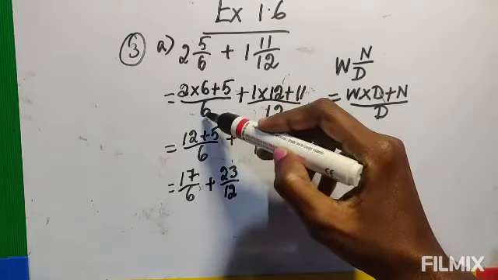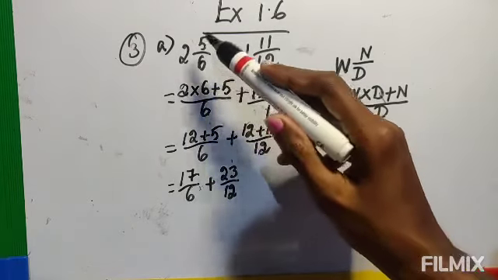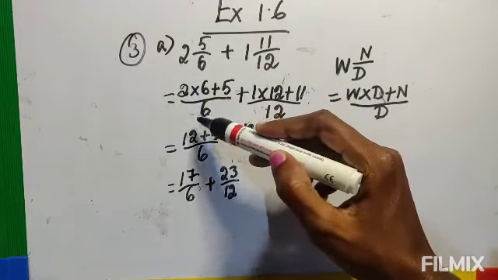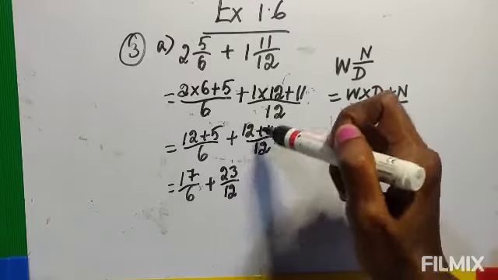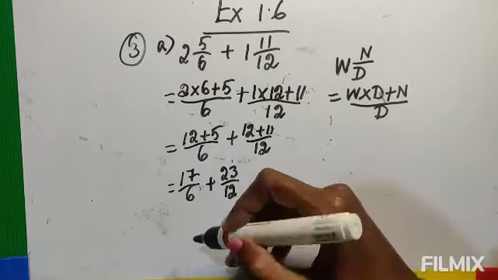See here the denominator. What is the denominator? It remains the same. After calculating, it remains the same. It doesn't change. It will never change. Here also you see it remains the same. That way you have to do.